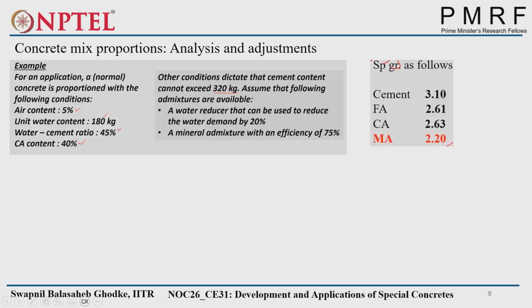So next is concrete mix proportions. Another example is this one. Normal concrete is proportioned with the following conditions. Air content is 5%, unit water content 180 kg, water cement ratio 45%, and coarse aggregate content 40%. First of all, calculate, as we have calculated the last one. Similarly, you can calculate all the mix constituents in liter or in kg also. Then we will see the next part of this example.